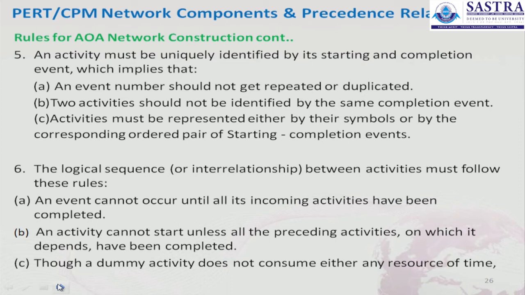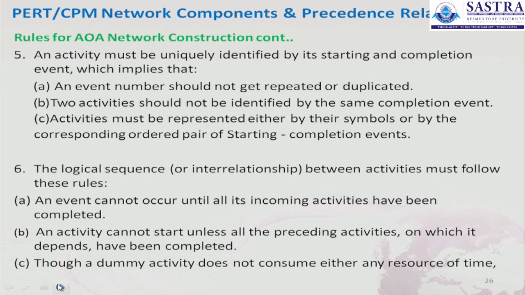Rules for AON network construction continued. The fifth point is that an activity must be uniquely identified by its starting and completion events, which implies that an event number should not get repeated or duplicated. Two activities should not be identified by the same completion event. Activities must be represented either by their symbols or by the corresponding ordered pair of starting and completion events.